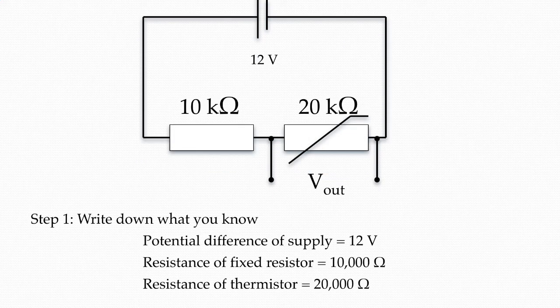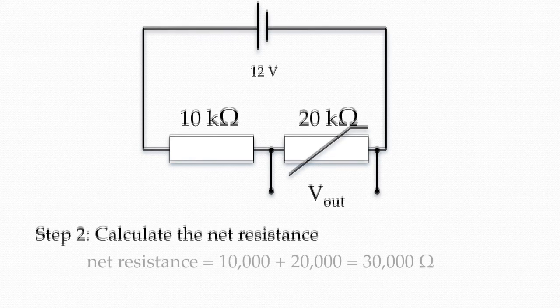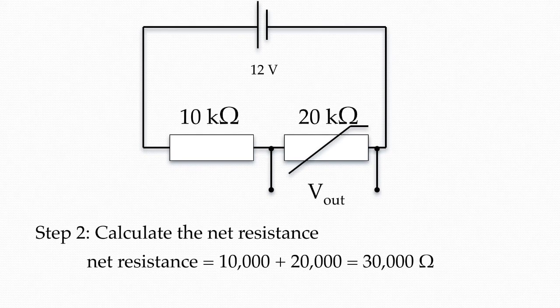You'll notice that when it comes to resistance, I've changed the values from kilo ohms to ohms. I suggest you always work in base units. The next step is to calculate the net resistance. Once again, pause the video while you write this in your books. So the net resistance is the sum of all the resistances of all the components in the circuit, in this case 30,000 ohms.